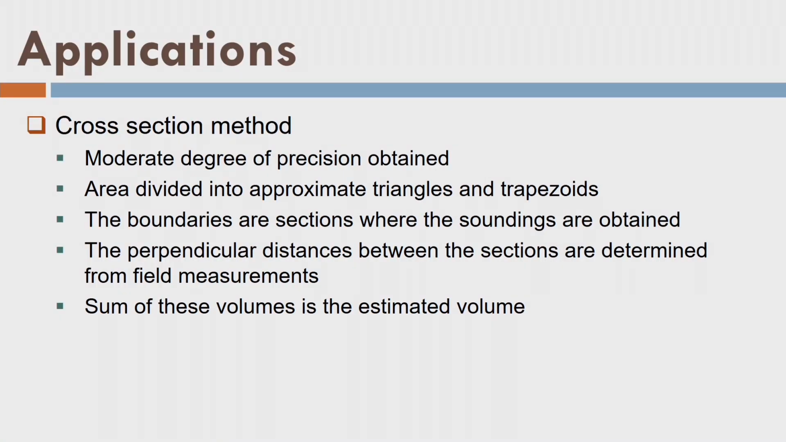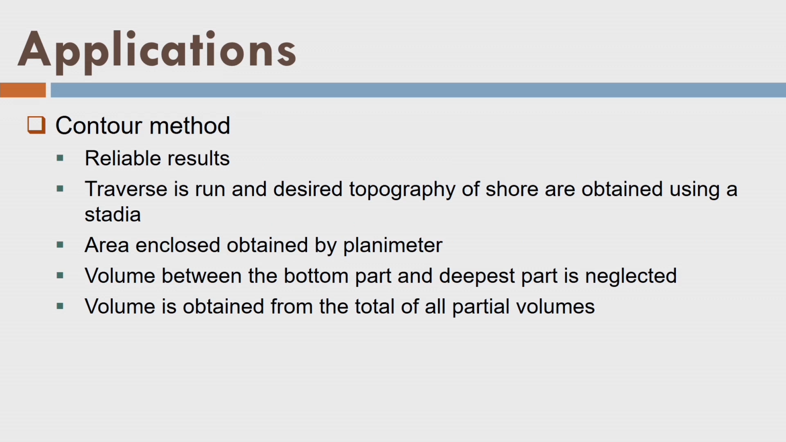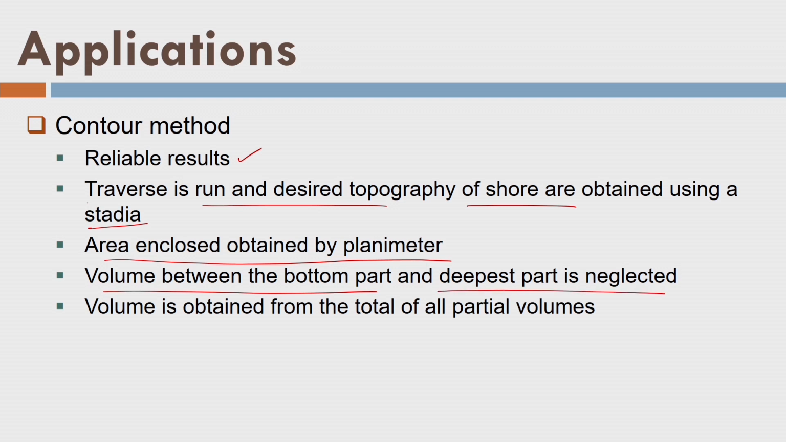So the cross section method has a moderate degree of precision, and the contour method is very much reliable. We can see here that a traverse is run and the desired topography of the shore is obtained using stadia, that means tachymetry. The area enclosed is obtained by planimeter, that means on a map I will draw the sections. The volume between the bottom part and the deepest part is neglected here. So we have the partial volumes here. We make the summation of the partial volumes and that is the total volume. But this method is much more accurate.